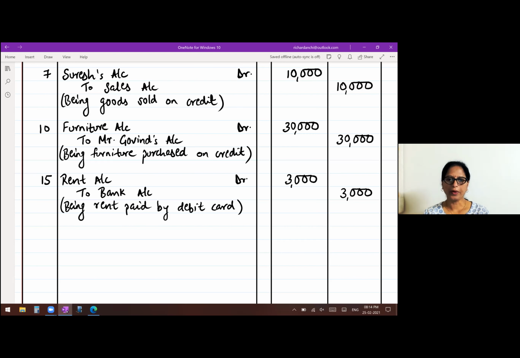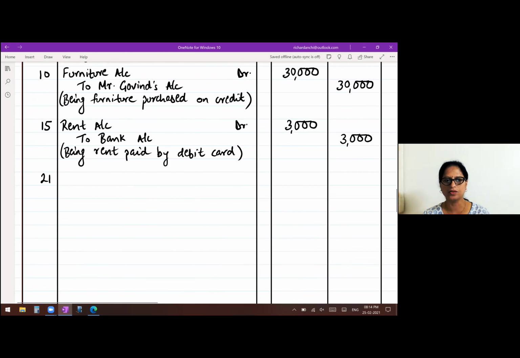Okay. Now, 21st, purchase goods from Urmila on credit, rupees 70,000. Now, they have clearly said on credit. So, again, similar type of transaction, like the 10th one, where you had purchased furniture on credit. So, I said, whenever it is goods or an asset purchased on credit, one has to be a personal account.